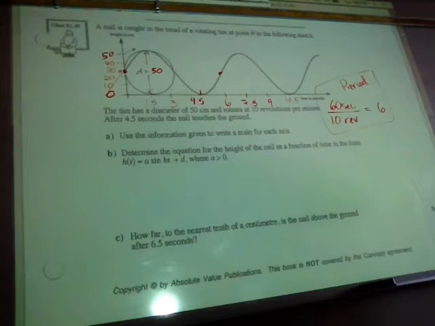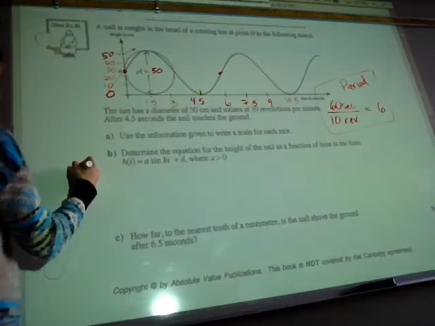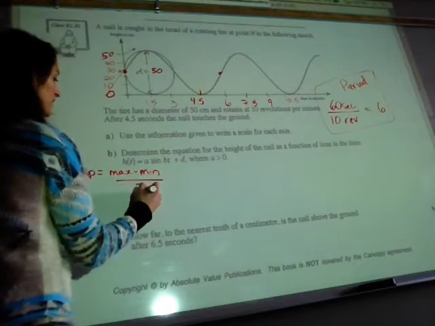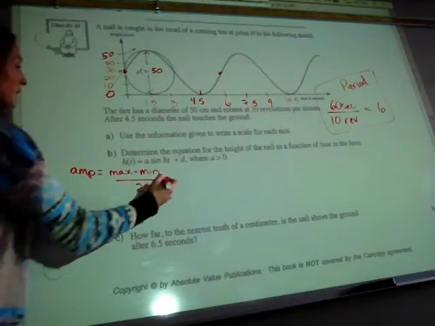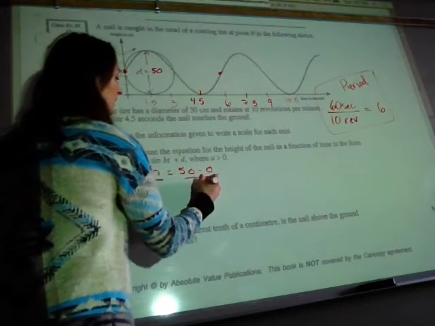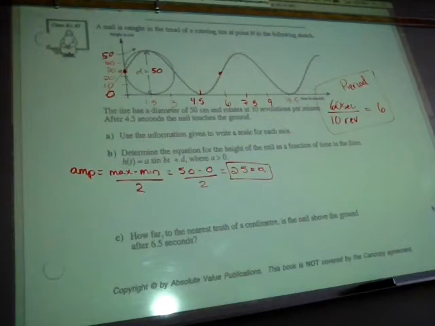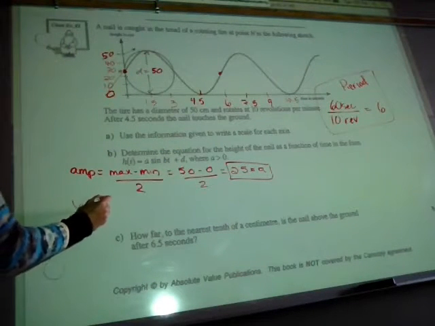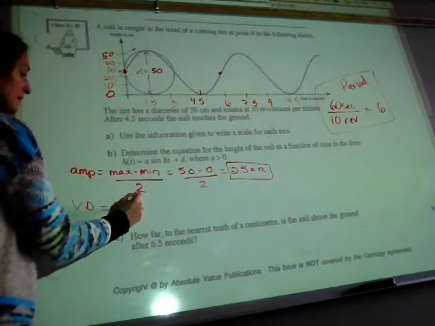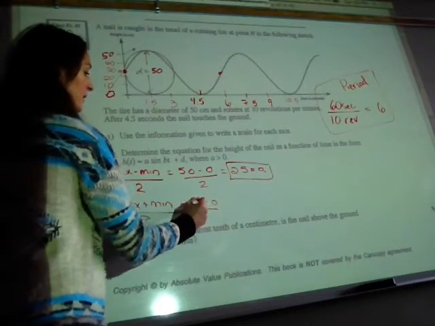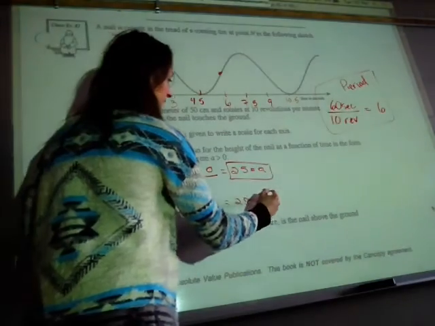Alright, so we have our scale. Now let's go to B. We have to find the equation for the height of the nail as a function of time in the following form. So let's start with our amp. The amp is found by max minus min divided by 2. The max is 50, our min is 0, divide that by 2 and we get 25. That's our A value. Vertical displacement, also using max and min, but this time we'll go max plus the min, divided by 2. So 50 plus 0 divided by 2, we also get 25. But this is our D value.